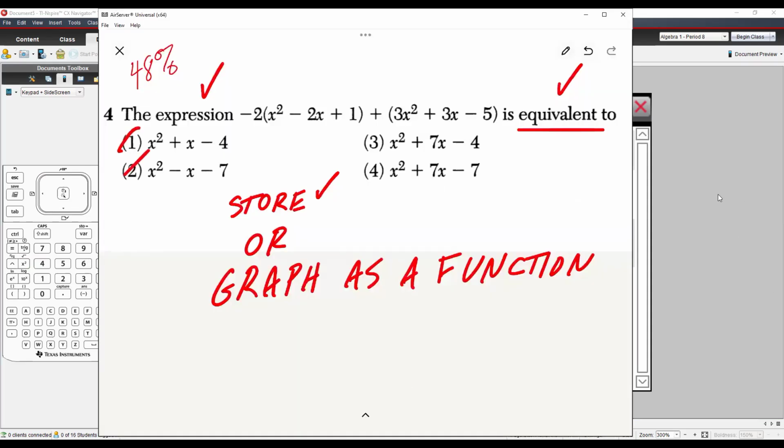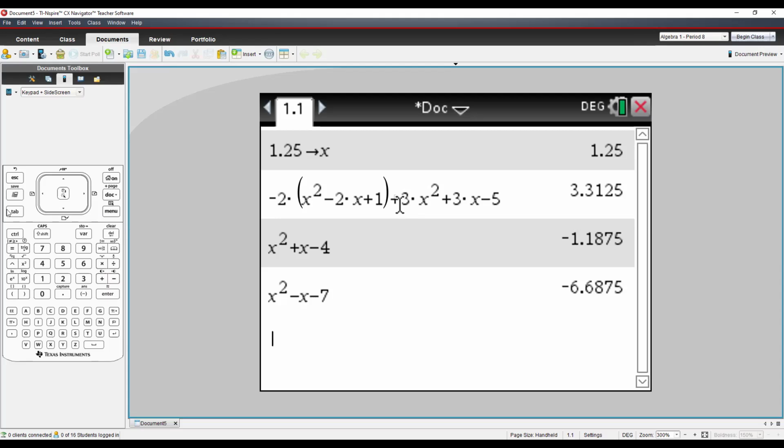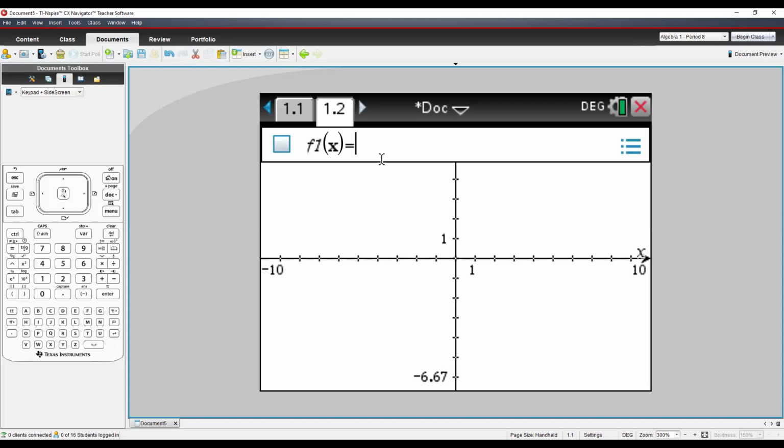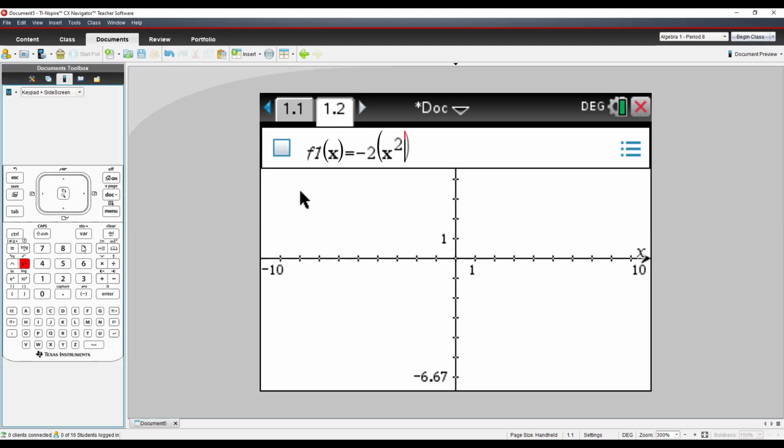I could find the answer if I keep going through this process, right? But what I'm going to do now is show you how to graph it and find the same thing. You're going to do the same thing as you did. You got to key in exactly the original expression, exactly like you see it. Don't make any changes to it.